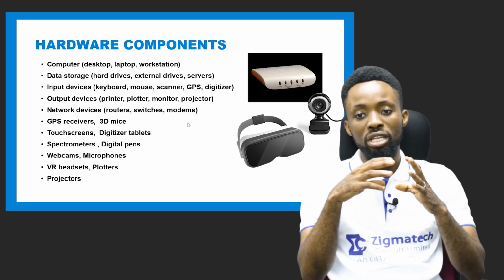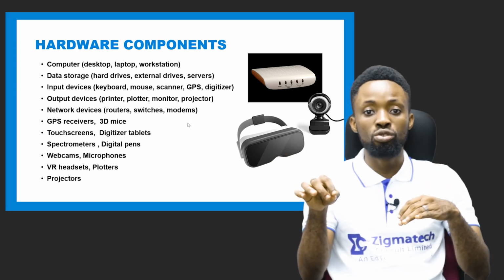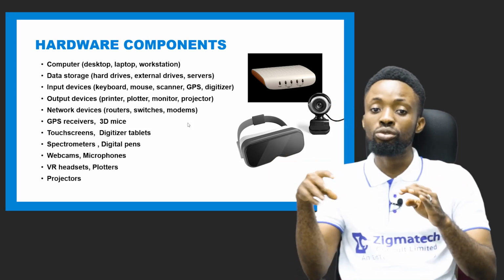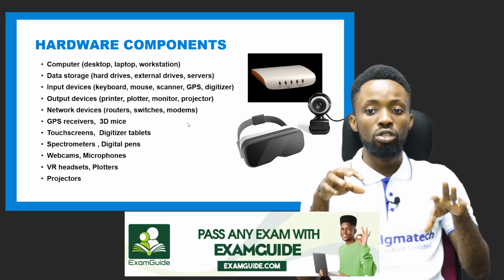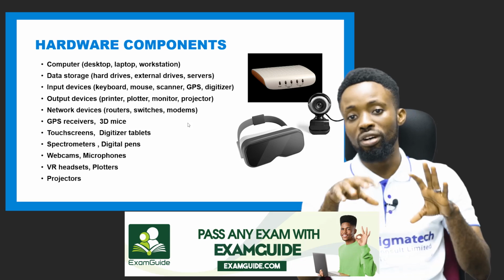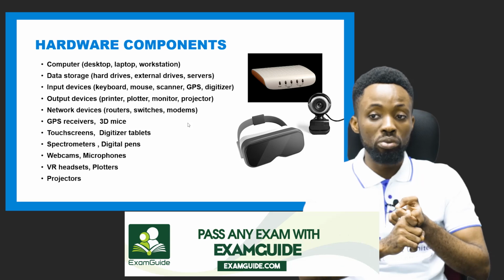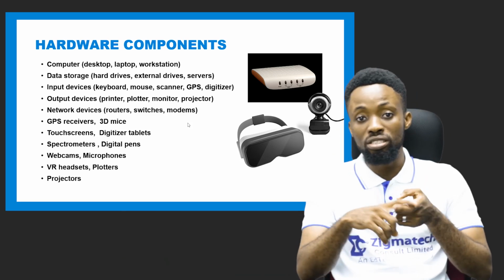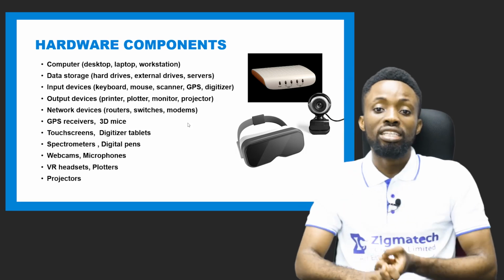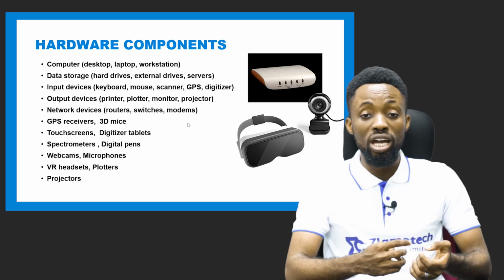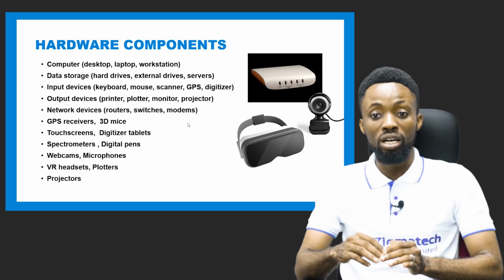Then we have network devices like routers, switches, and modems that help us to connect to other computers, or connect to the internet, or to any server. They are also a hardware component of GIS. Then we have GPS devices, 3D mice, touch screens, digitizer tablets, spectrometers, digital pen, webcams, microphones, VR headsets, plotter, and projectors.